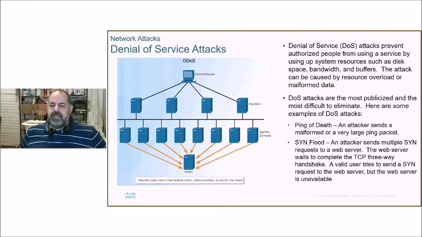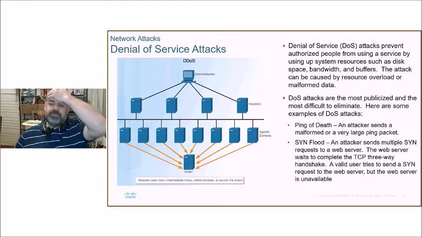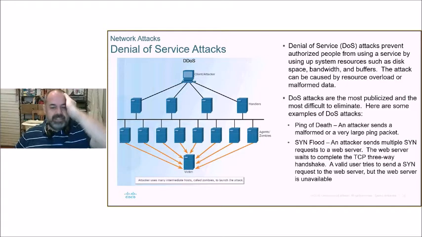So, ping of death. An attacker sends a malformed or very large ping packet. And then there's a SYN flood. An attacker sends multiple SYN requests to a web server, and the web server waits to complete the 3-way handshake. And so basically, if more and more of these attacks happen, it can actually start using up all of RAM, and then the server can crash. Now, ping of death, you'd have to have a pretty old unpatched operating system for that to succeed these days, but it certainly did work in the past.